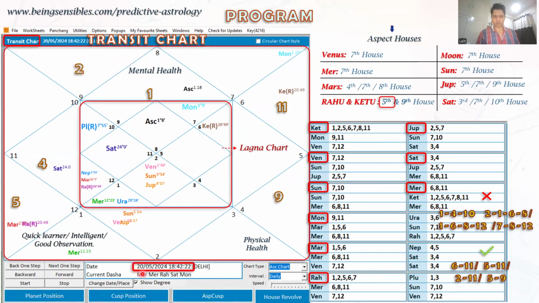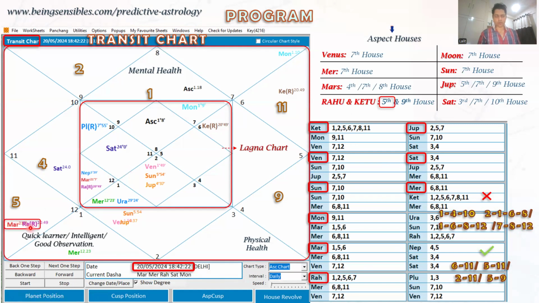So I'm taking 20 May 2024 at 6:42 a.m. I took this transit chart; I mean, I took a screenshot at that particular time and date. At that time, Saturn was already in Aquarius, and Mars and Rahu already in Pisces. So we only have to check the first, second, fourth, fifth, ninth and 11th houses, because these are the prime houses of concern while dealing with the education part.